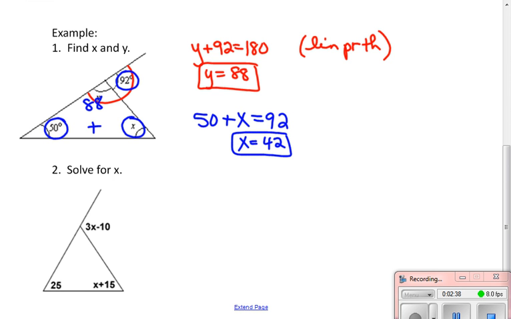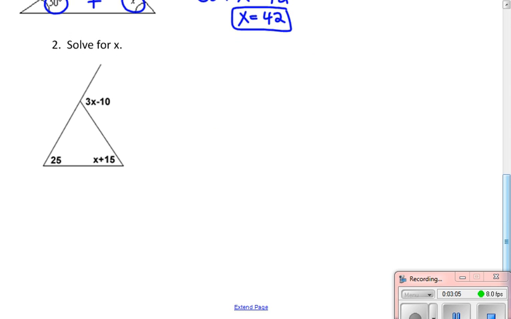Now by doing it that way, I left myself the opportunity to check, and my check is that the sum of the interior angles, 50 plus 88 plus that 42 I just found, does that equal 180? And so either using the exterior angle theorem or the triangle sum theorem, I can check my answer if I've used a different method. And this indeed does work, so I know I did my problem correct.